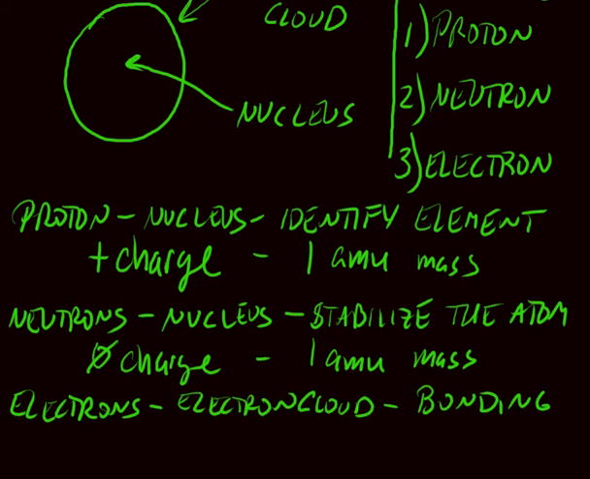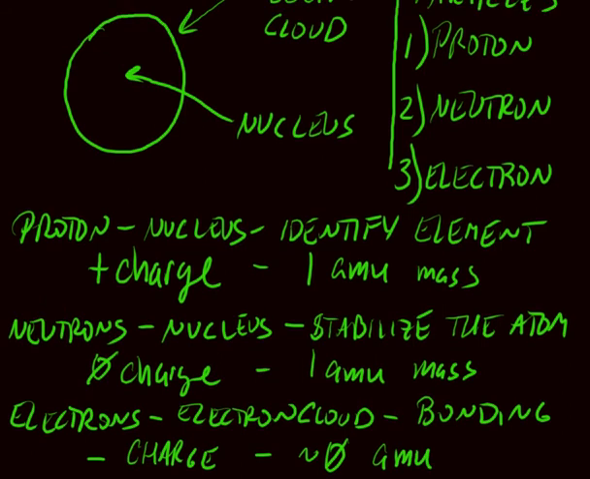Also, they will balance out charge since they have a negative charge. So they will balance out this positive charge that we have with protons. And electrons are very light. They do have some mass, but not much. Their mass is 1/2000th of an AMU, so we will just say it approximates 0 AMU.